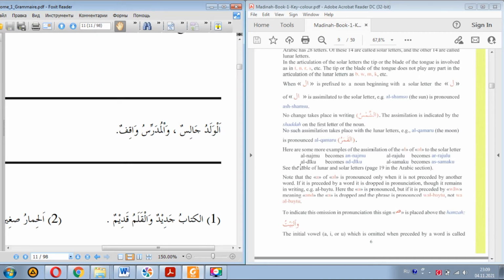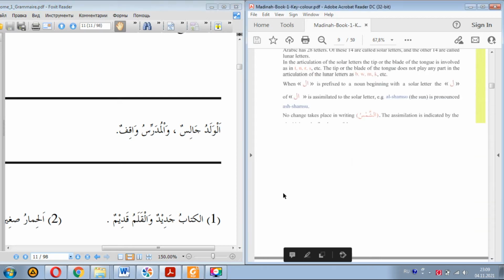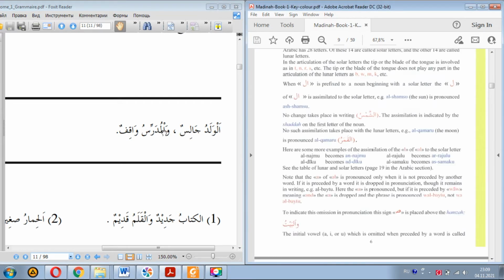And here it explains why. Know that the a of alif is pronounced only when it's not preceded by another word, like here, al-walad. But if it's preceded by a word, it's dropped in pronunciation, though it remains in writing. So like here, it's preceded by another word like wow, and therefore it's not pronounced, but it remains in writing. والمدرس واقف. So let it sink in.